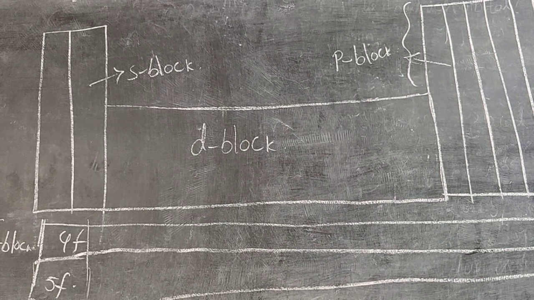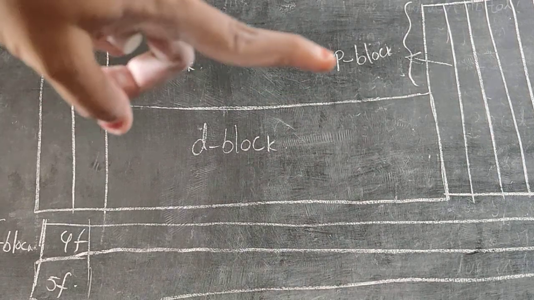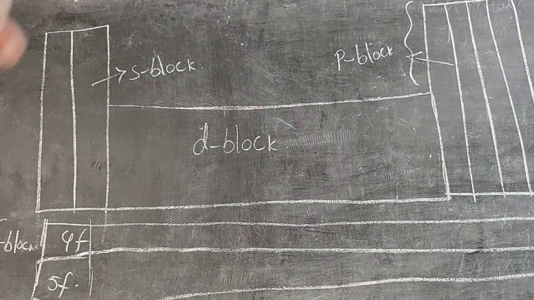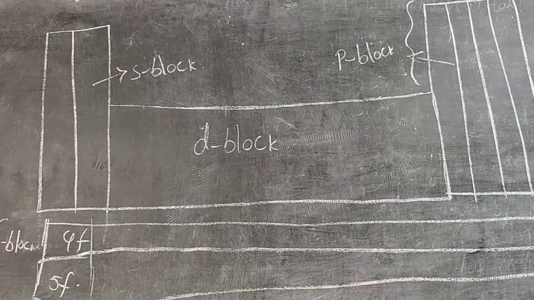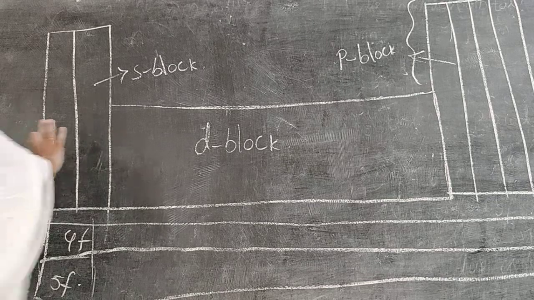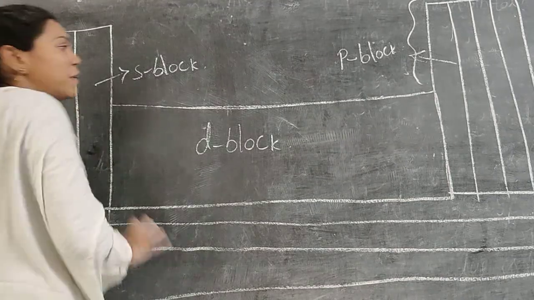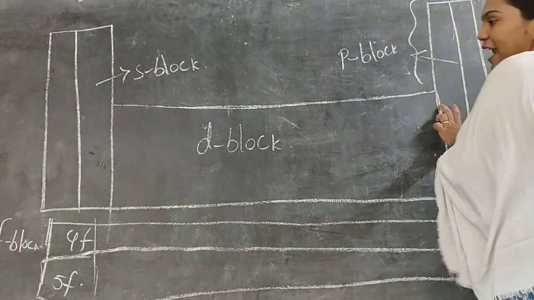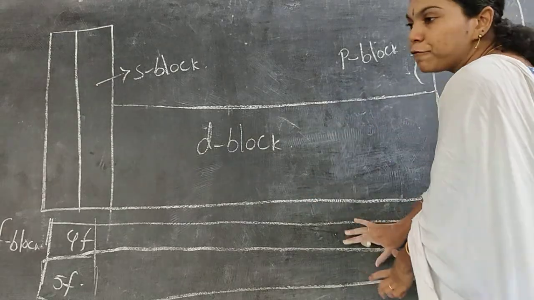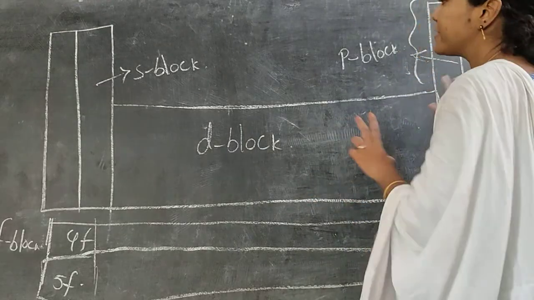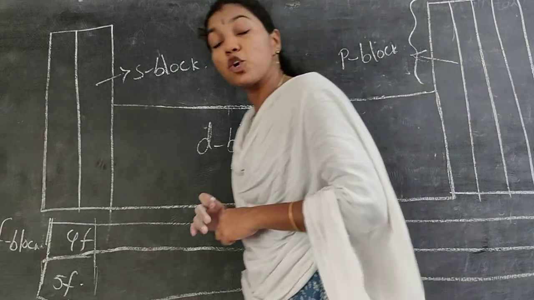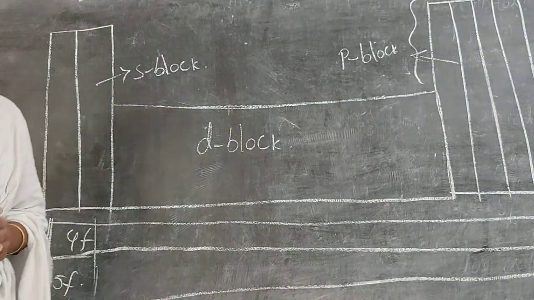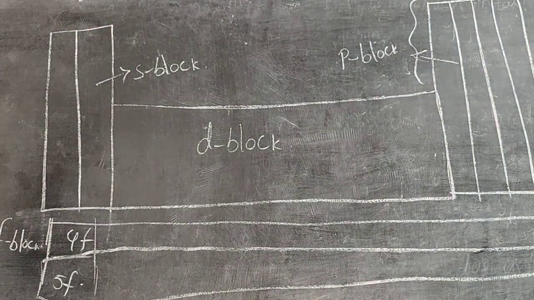The S block, P block, D block, F block. These are the blocks of the periodic table. The S block is the left side of the periodic table, the P block is the right side, the D block is in the middle, and the F block is down at the bottom of the periodic table.